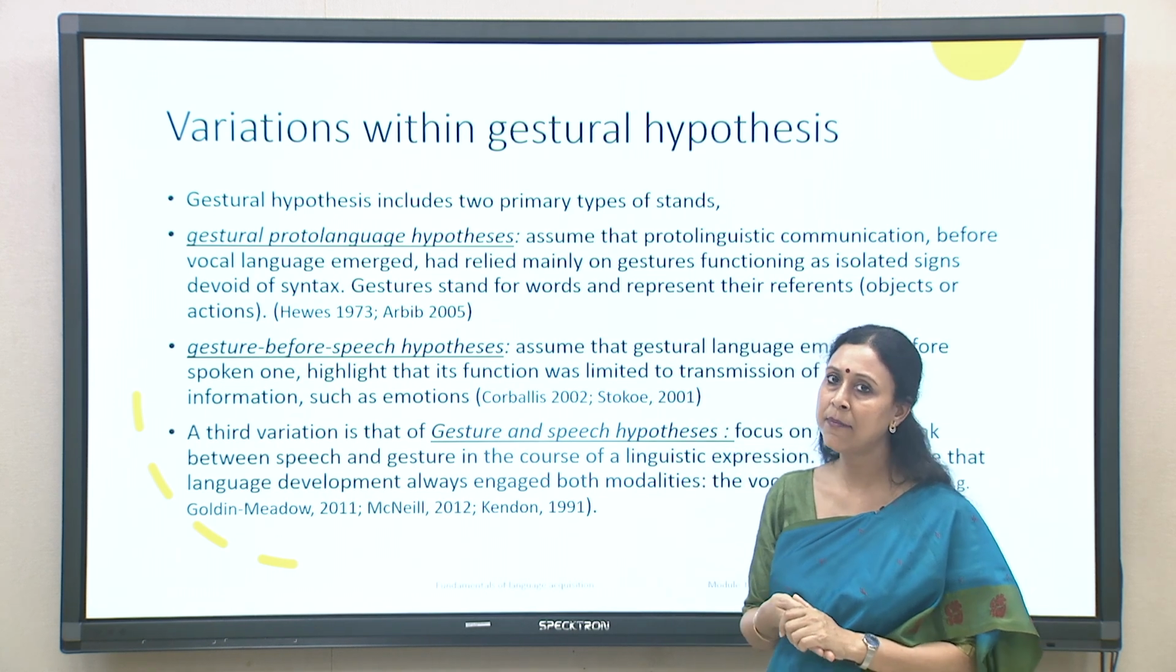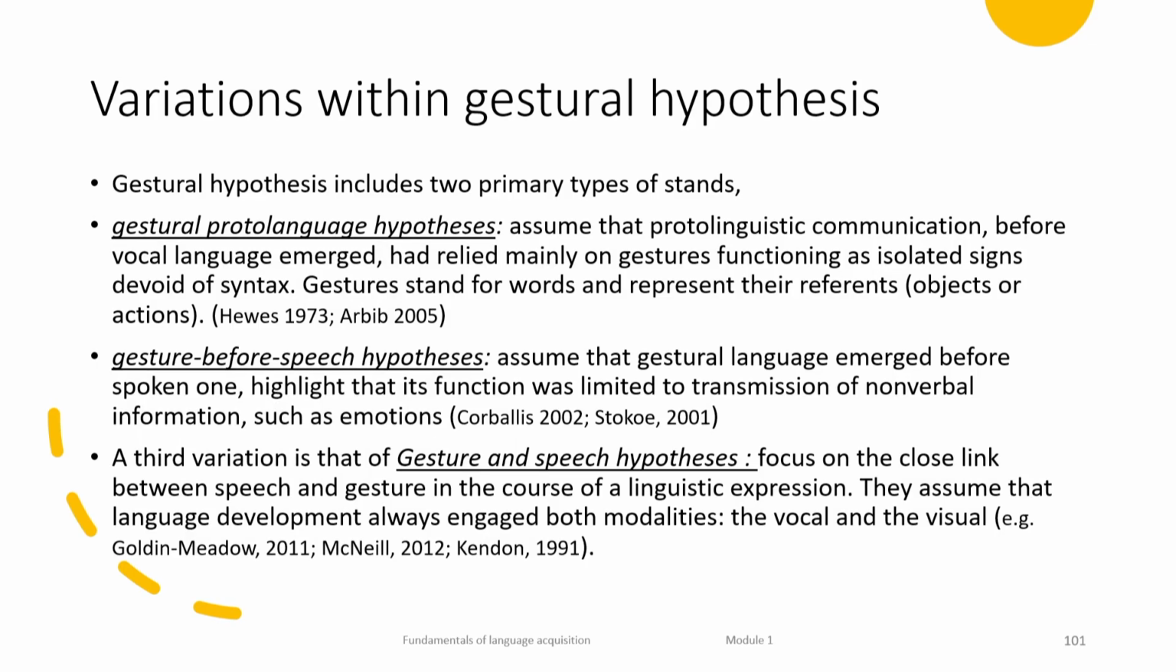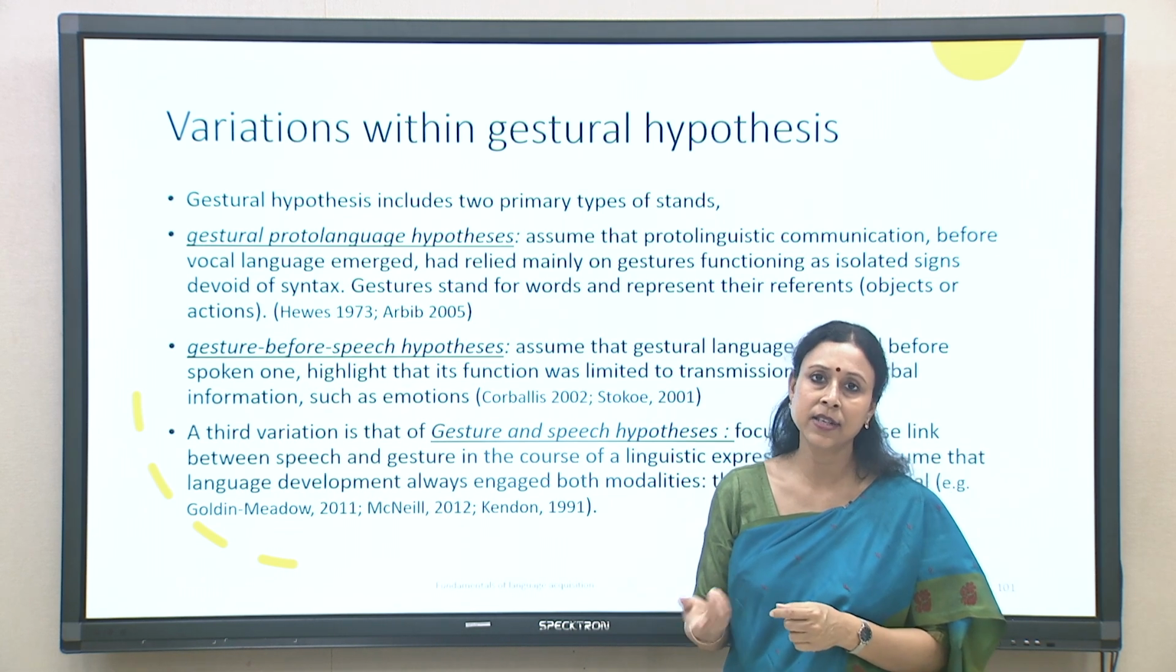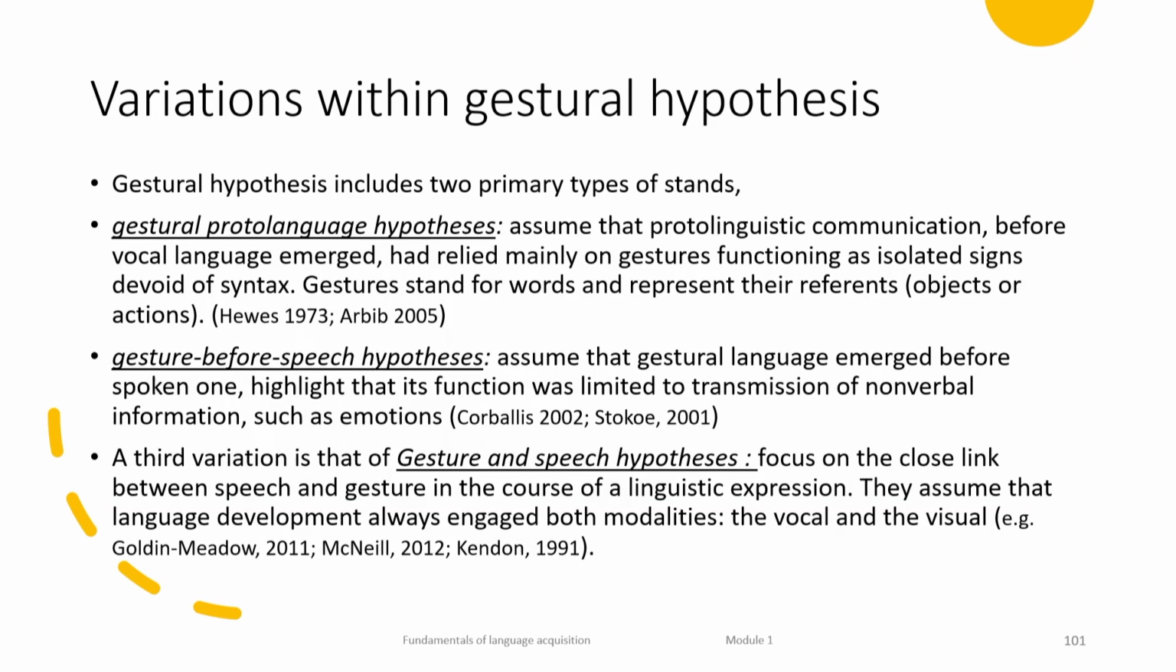Gestural hypothesis has primarily two types of stands. One is the gestural proto-language hypothesis. Now, this hypothesis assumes that proto-linguistic communication before vocal language emerged had relied mainly on gestures functioning as isolated signs devoid of syntax. So, there was no syntax, just like monkey gestures by other kinds of animals or higher primates, where gestures stand for, let us say, a lexical entity. There is no syntax, so to say. That is what the idea says. Gestures stand for words and represent their reference. Hewes and Arbib are the most important scholars in this line.